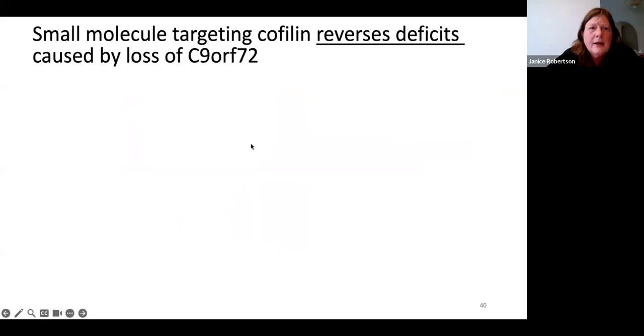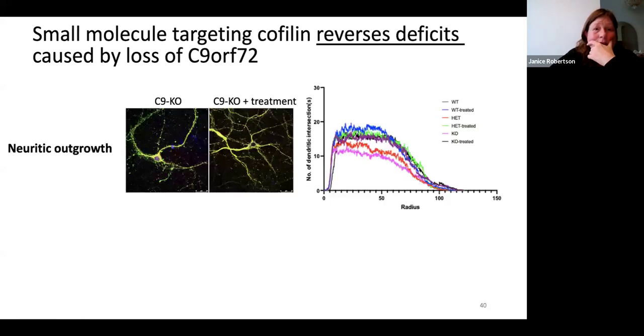This slide says that a small molecule targeting cofilin reverses the deficits caused by loss of C9orf72. We've been working with a small molecule that targets this phosphorylation of cofilin, and we're quite excited by our results. If we treat our C9 knockout cultures with this small molecule, we reverse the deficits in neuritic outgrowth. This is all the quantification. The pink here is the knockout, and the black line up here is the treated. Even in the wild type treated, you can see there's also an improvement. It's very good for the neurons.